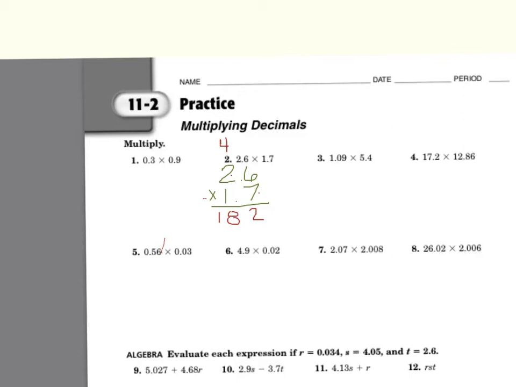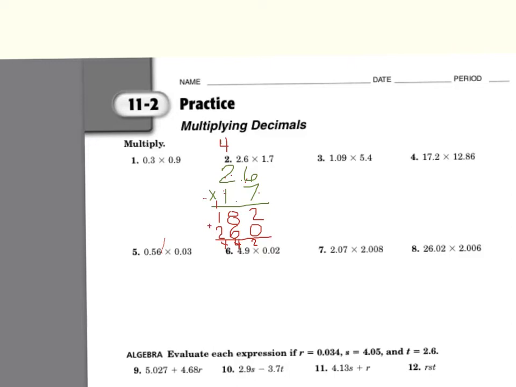And then let's take 1 times 6. Remember, you start with a 0 here. And 1 times 6 is 6. 1 times 2 is 2. And then I'm going to add these products together. And that gives me 2 plus 0 is 2. 8 plus 6 is 14. Carry my 1. And then 2, 3, 4. That's 4.